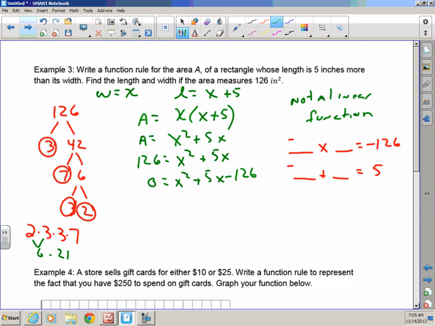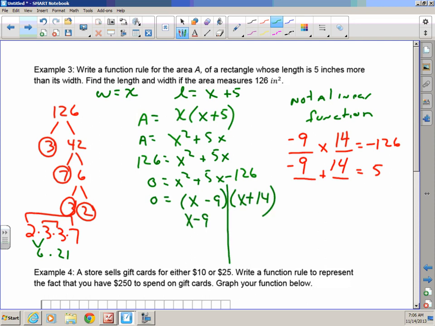And when you do that, and this at least limits the number of pairings you're going to have, what you'll see is that your numbers are going to be a positive 9, a negative 9, and a positive 14. Because if I take 3 times 3, that's 9, and 7 times 2, that's 14, that gives me my result. Okay? So now I factor this as x minus 9, x plus 14. Remember to set these equal to 0.